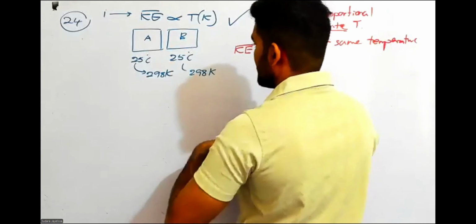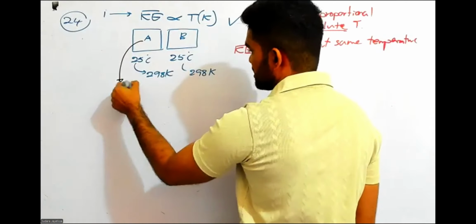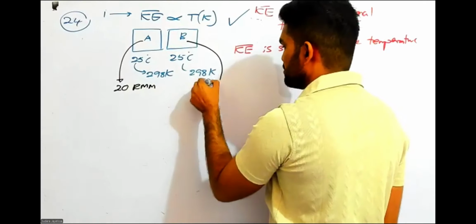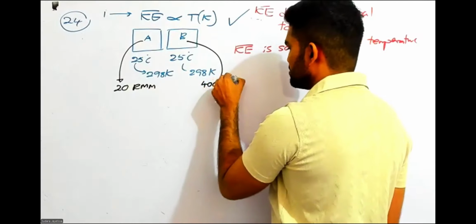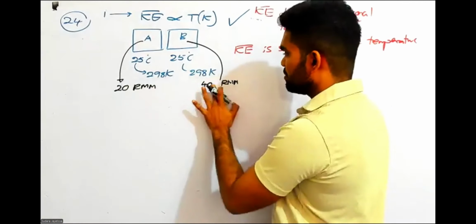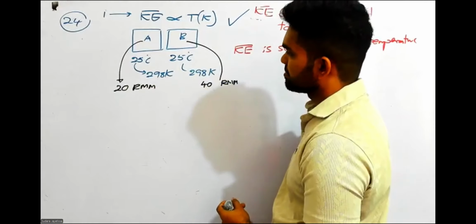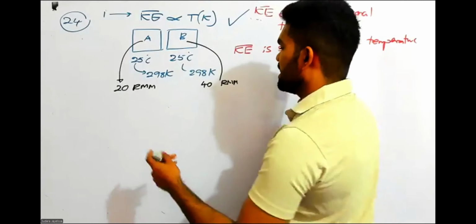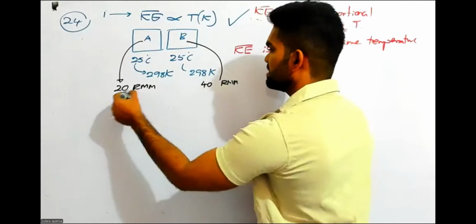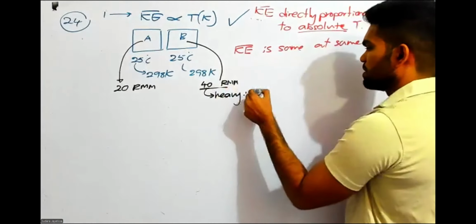Now let's say this gas has, let's say, 20 relative molecular mass, and this one has, let's say, 40 relative molecular mass. So that means molar masses are 20 and 40. And their average kinetic energies. Now, this one is heavy, no? This is heavy. Therefore, it moves slowly.